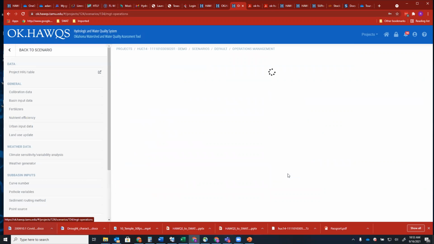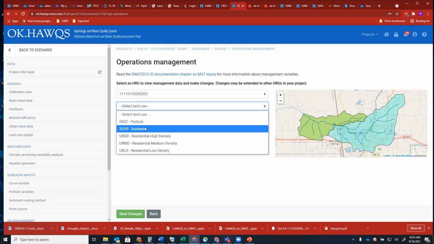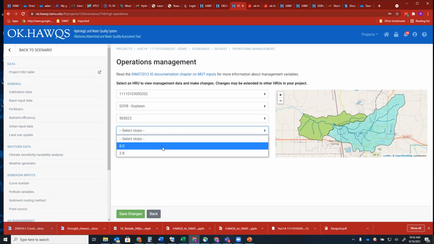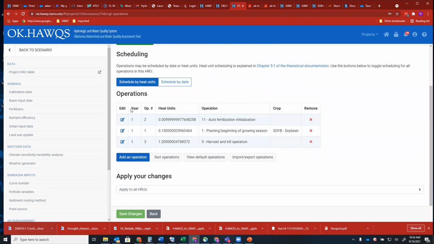Then there is operation management. Operation management is where you have the day-to-day operations of that specific HRU. So again, let me select the basin, land use, soil, and slope. So this shows you're planting soybean and applying some fertilizer and then harvesting. That's the minimum operation that you get, but you can also customize it with your own information.